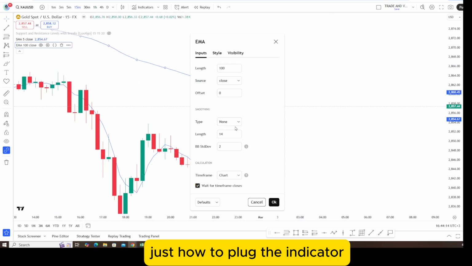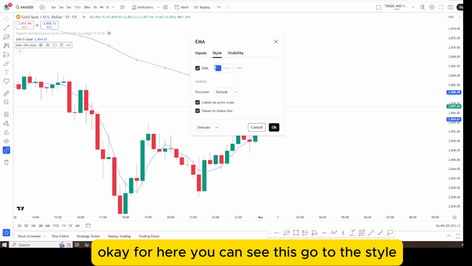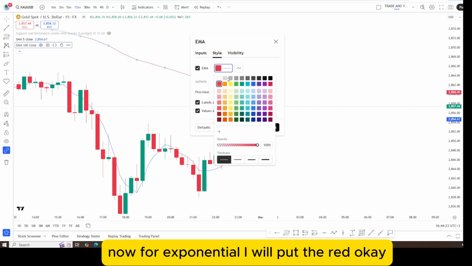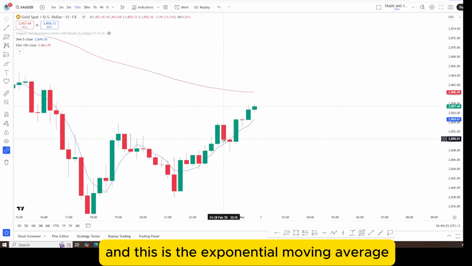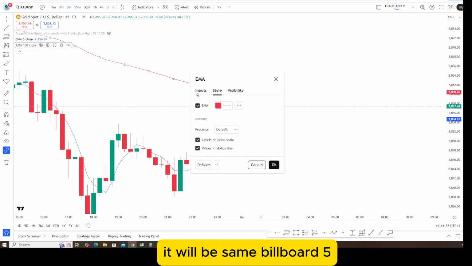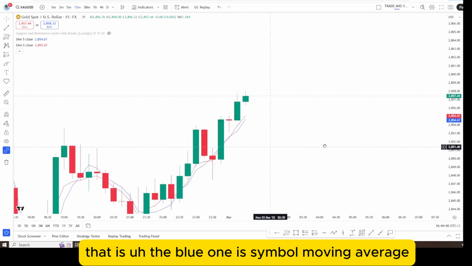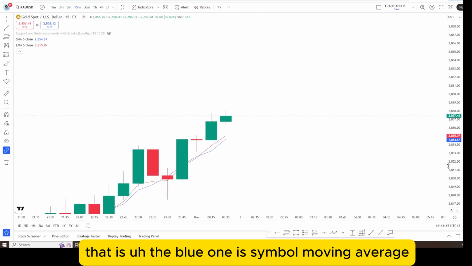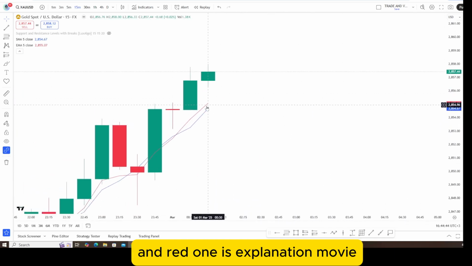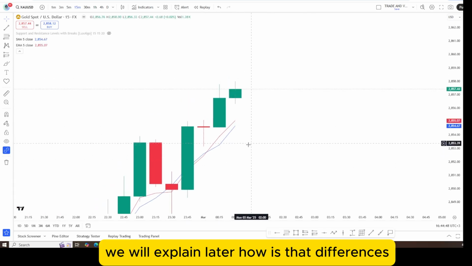Now just how to plot the indicator. Here you can go to the style and change the color. Now for exponential I will put red. And this is the exponential moving average. So we will do the same, we will put 5. The blue one is the simple moving average and the red one is the exponential moving average. There is a slight difference. We will explain later what that difference is.